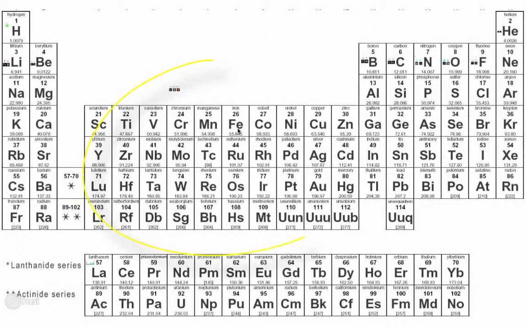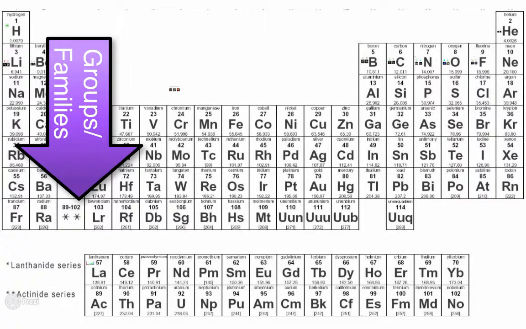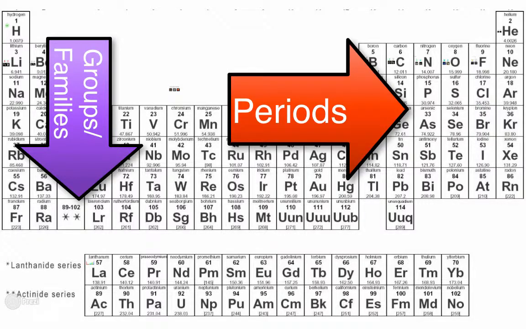The elements in the middle of the table are called transition metals because they are changed from metallic properties to non-metallic properties. A small group whose members touch the zigzag line are called metalloids because they have both metallic and non-metallic properties. The table is also arranged in vertical columns called groups, or families, and horizontal rows called periods.